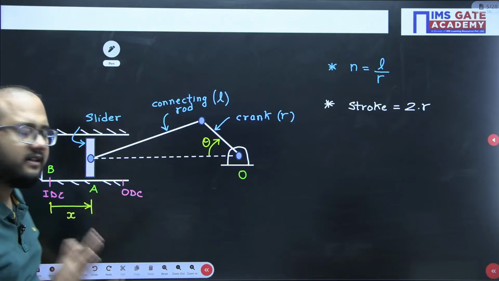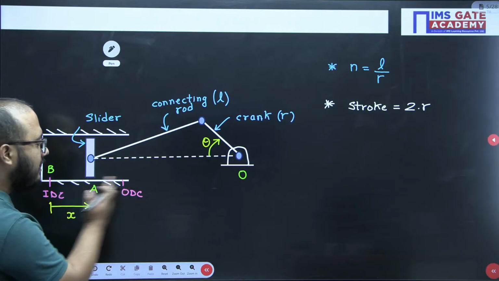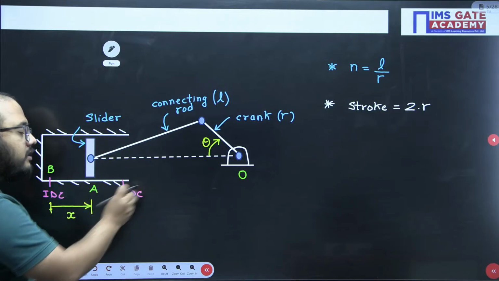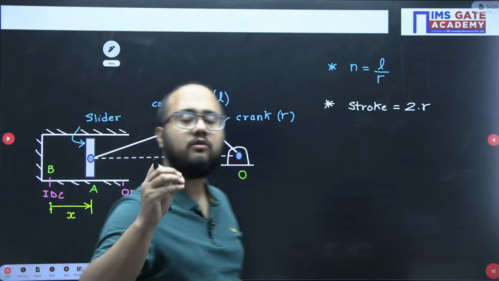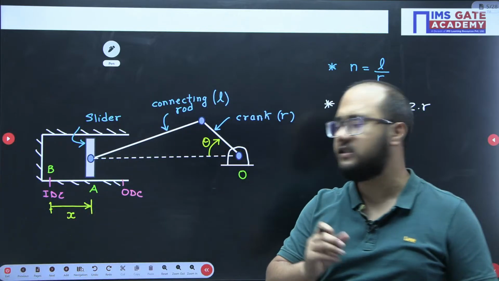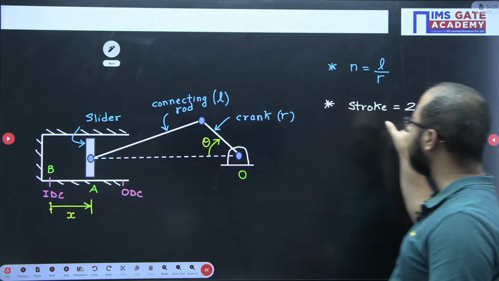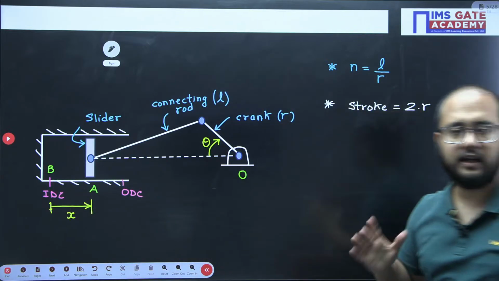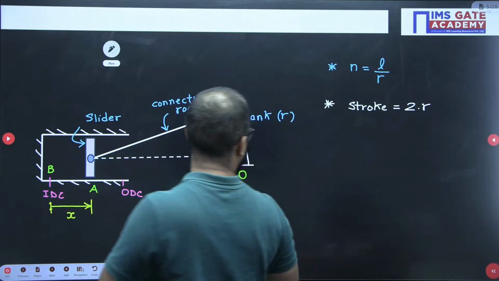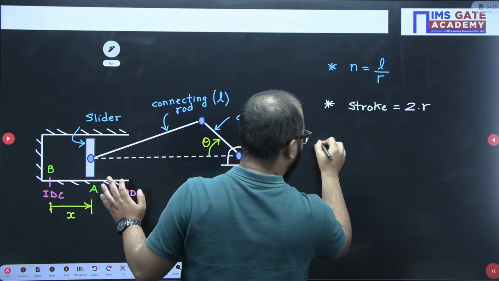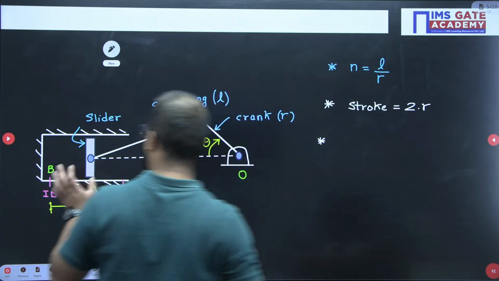Stroke is nothing but the distance between IDC and ODC, because only between this IDC and ODC your slider is going to reciprocate. So the distance between IDC and ODC is nothing but 2r, that is the stroke we are having. Okay, fine. Now, I want to have this x value in terms of theta.